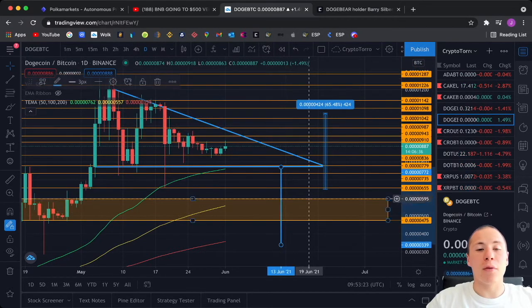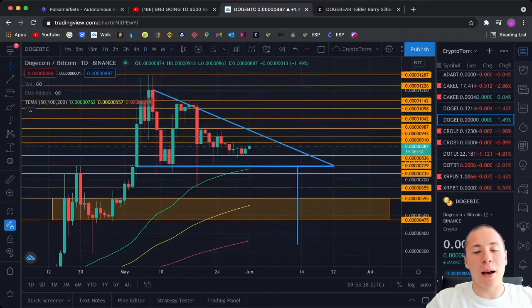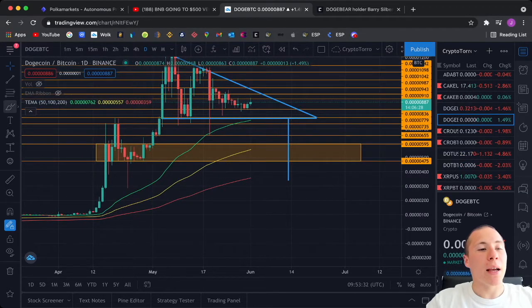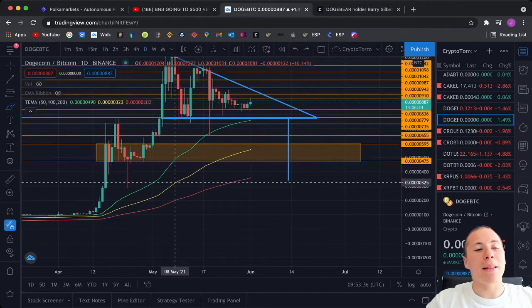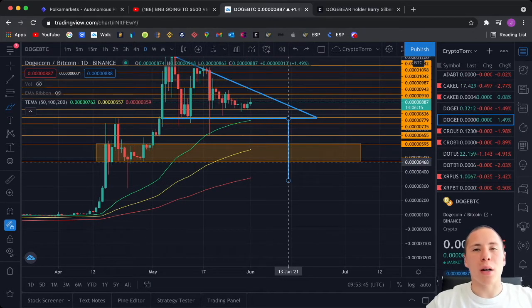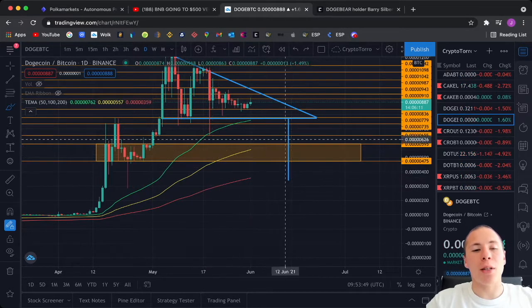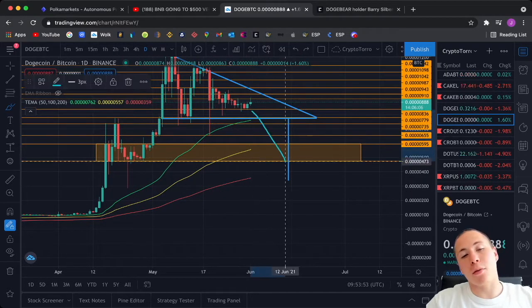And if this move is created towards the downside, I personally think that it won't be heading all the way down, especially because we saw previously that we were trading in between this orange box, and that will serve as a major level of support. But it's not only the orange box that we are taking into consideration, also the moving averages down below will be serving as a major level of support if Dogecoin breaks towards the downside.